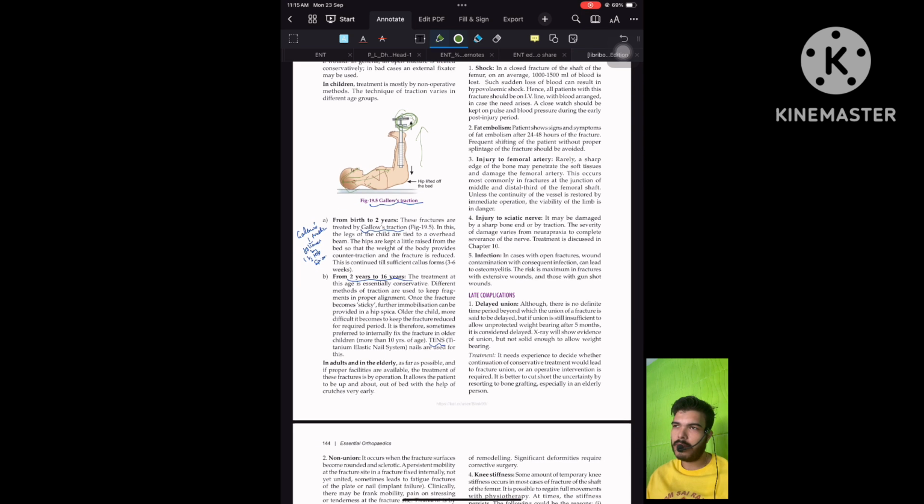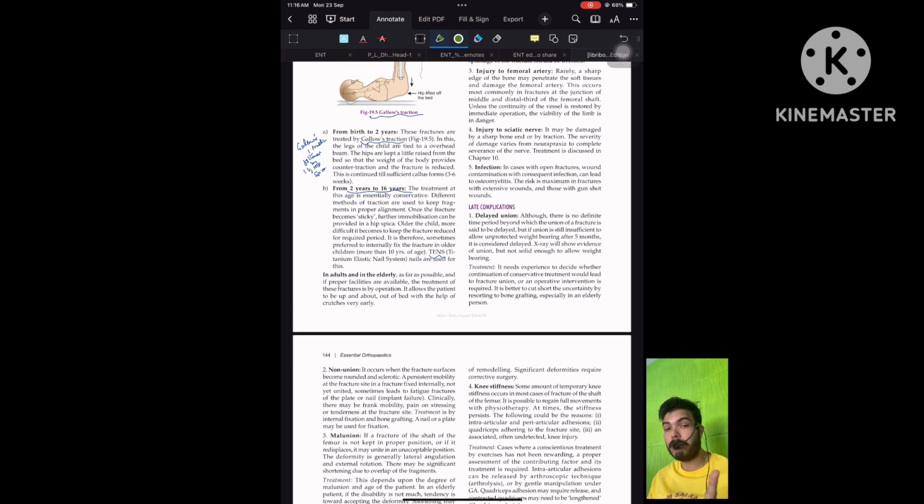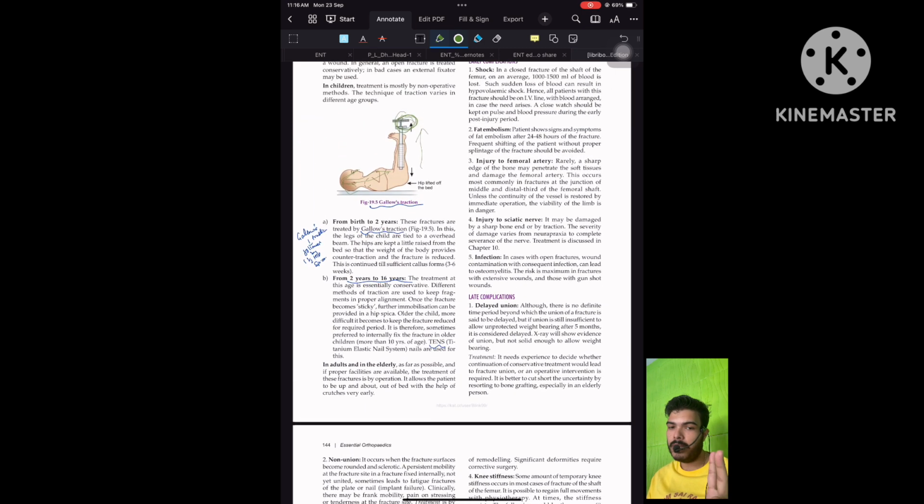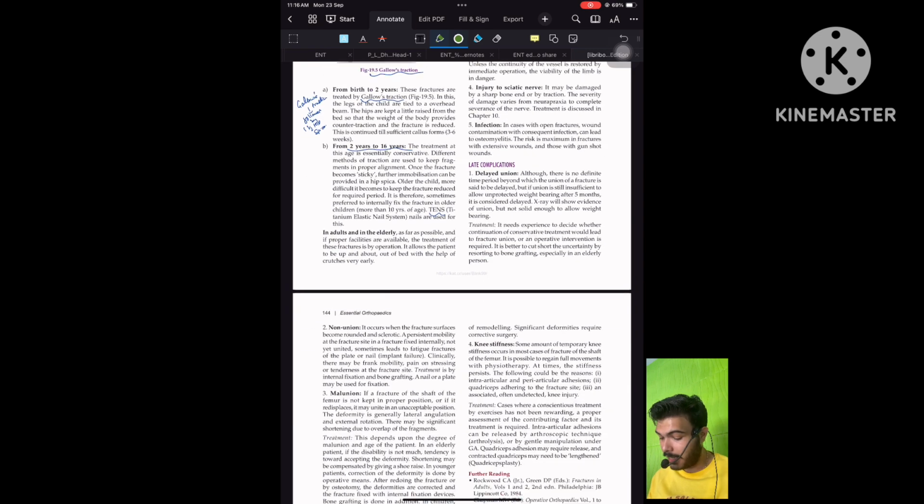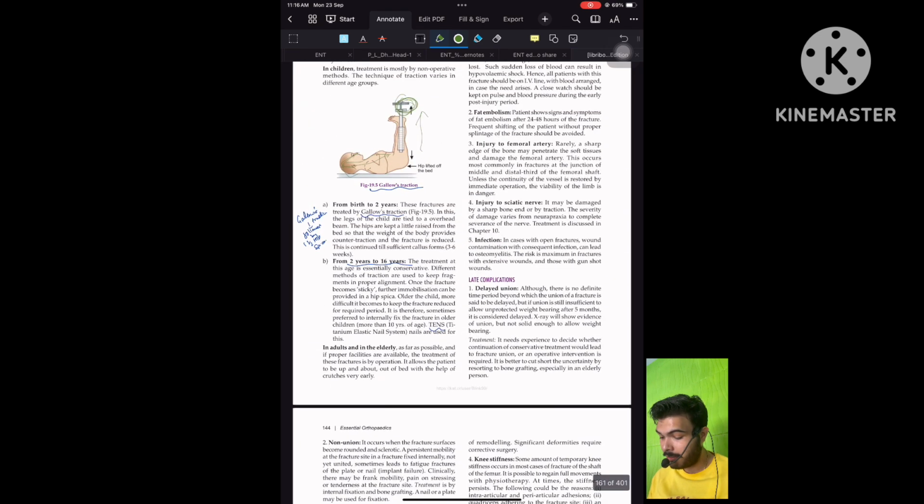Usually we do not prefer a lot of conservative management right now, because everyone is in a hurry to get treatment. They want early weight bearing, so it's better you go for TENS in the case of children. Complications can be non-union, malunion, and infection. The major one you should not miss is fat embolism syndrome. The other one you should never miss is severe hemorrhage, severe blood loss leading to shock. Others can also be there, like sciatic nerve injury or femoral artery injury. So with this we complete the fracture of the shaft of femur. Thank you.